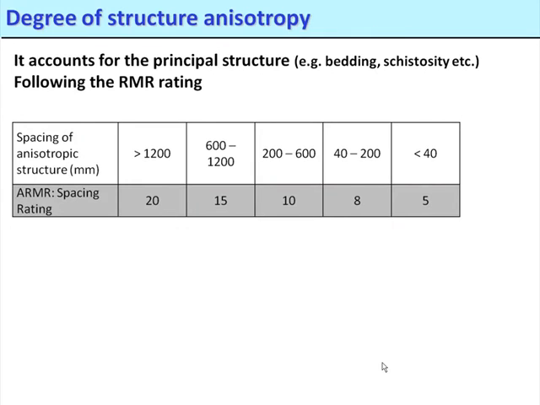Another parameter is the structural anisotropy. This accounts for the principal structure, the principal structure of anisotropy planes, which is practically defined by the spacing. So for the spacing, we have a value of 20 for the case of spacing larger than 1.2 meters, while for spacing lower than 40 millimeters we have a value of 5.